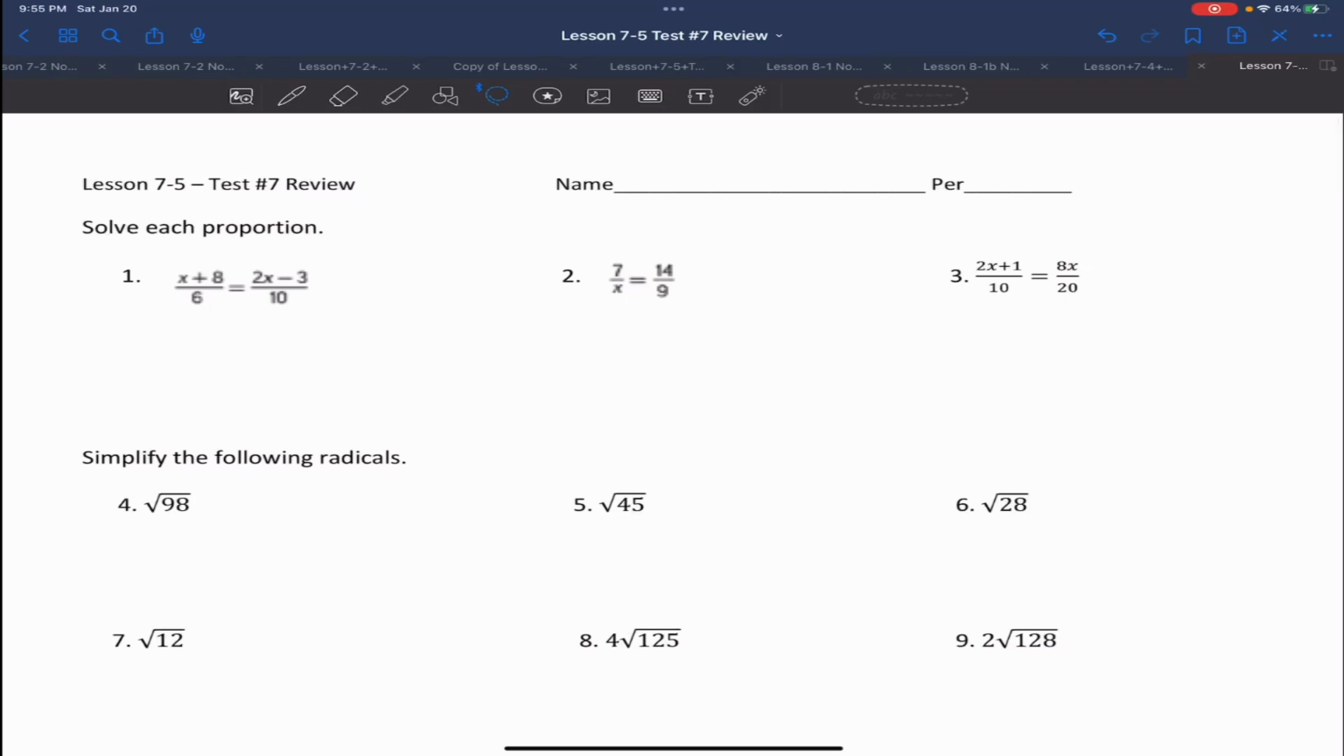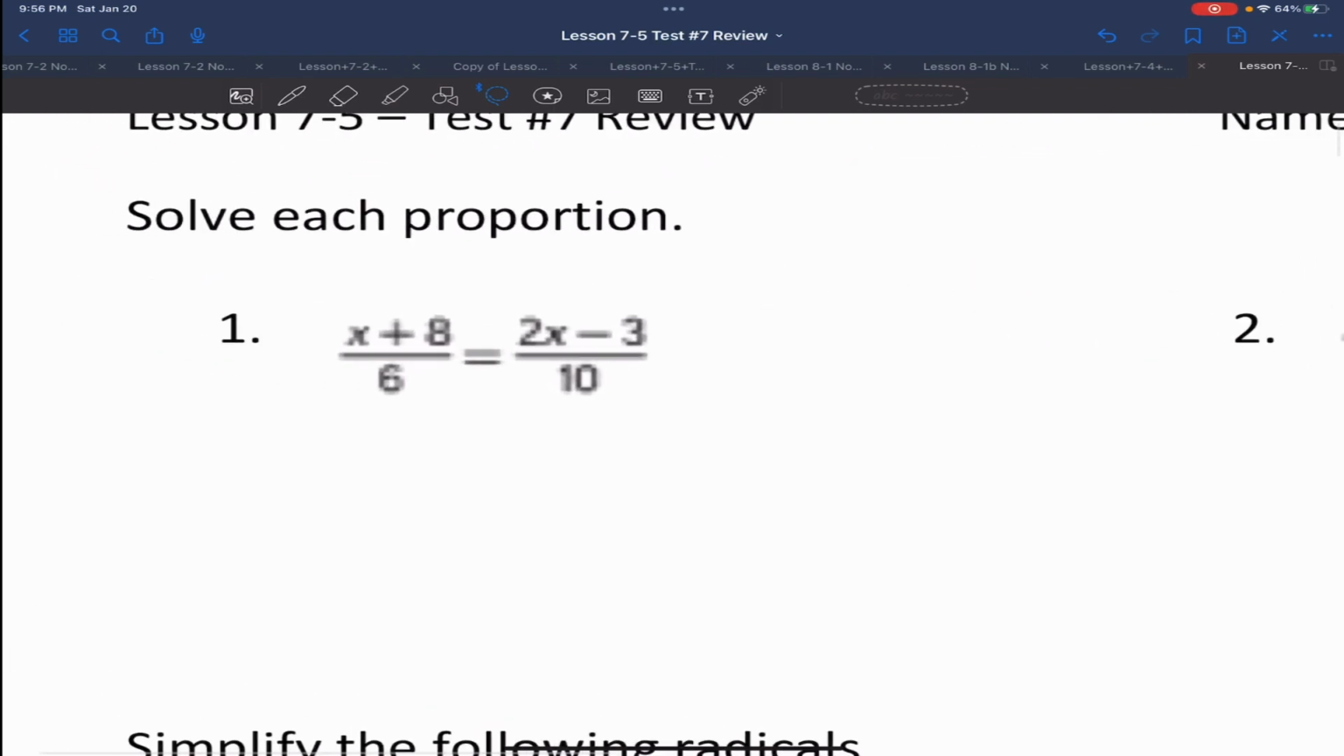Let's go ahead and take a look at the test 7 review. For numbers 1 to 3, we're going to solve each proportion. Whenever we're doing these problems, we're going to multiply diagonally. So I have 6 times the quantity 2x minus 3. The parentheses there are necessary, which is equal to 10 times the quantity x plus 8.